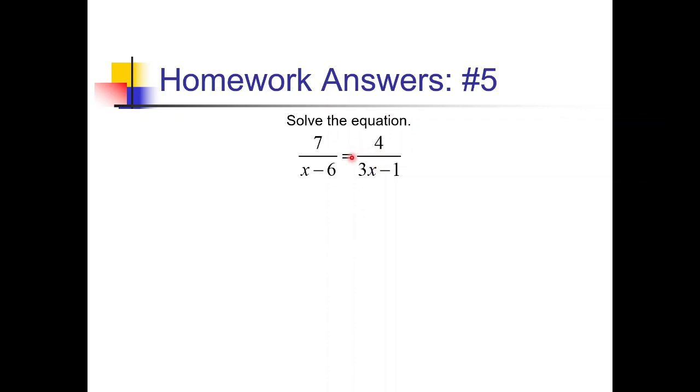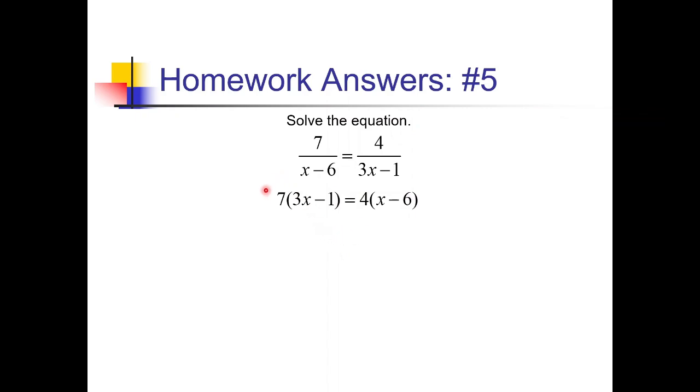In order to solve this equation, since this is in the format with one term on each side of the equal sign, I can actually use cross multiplying on this one. So let me do 7 times 3x minus 1 on one side, and x minus 6 times the 4 on the other side. And then let's just distribute and simplify and solve this thing.